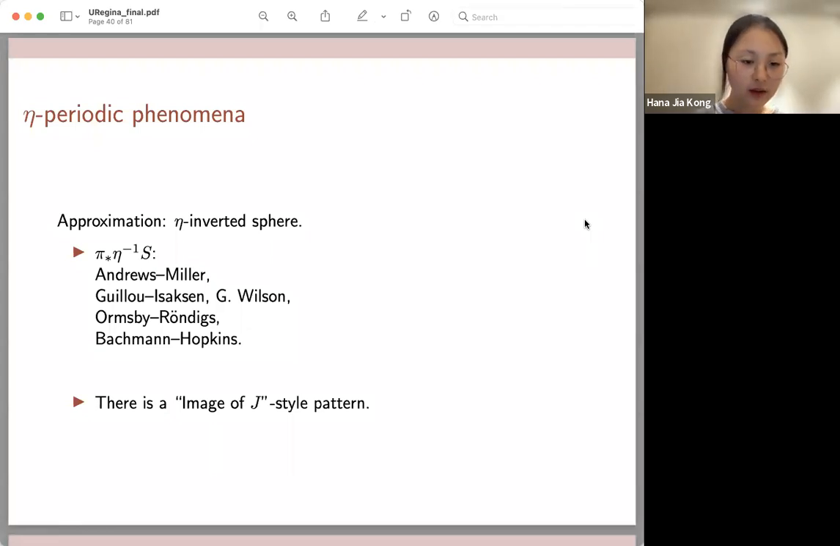By this image-of-J-style pattern, what I mean is that you will see some connection to the classical image-of-J spectrum. And what is the connection to the motivic J spectrum? For that, we need to know the motivic homotopy groups of J, and we use the effective slice spectral sequence.